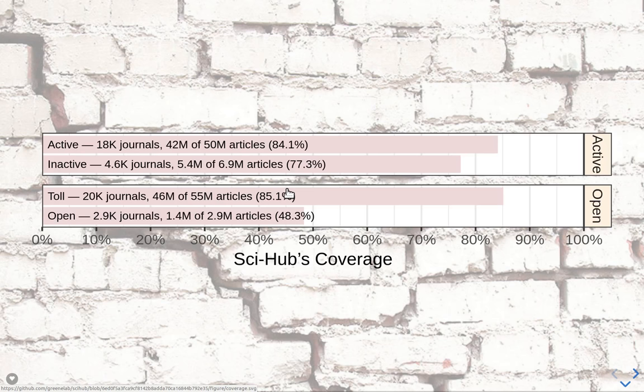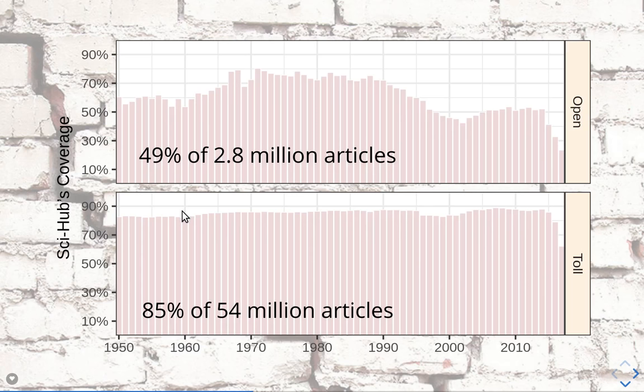So we can look over time, and the open access plot is a little bit more choppy, especially since there are fewer open access journals. But Sci-Hub's coverage in toll access journals is pretty consistent, between 80 and 90%, until very recent years. The insight here is that when an article is published, it's often not immediately uploaded to Sci-Hub. It takes some time for the article to be published, and maybe a Sci-Hub user to request it, and then get downloaded into Sci-Hub's database.